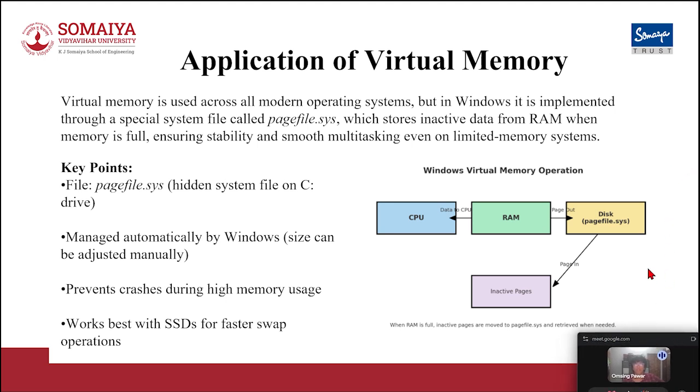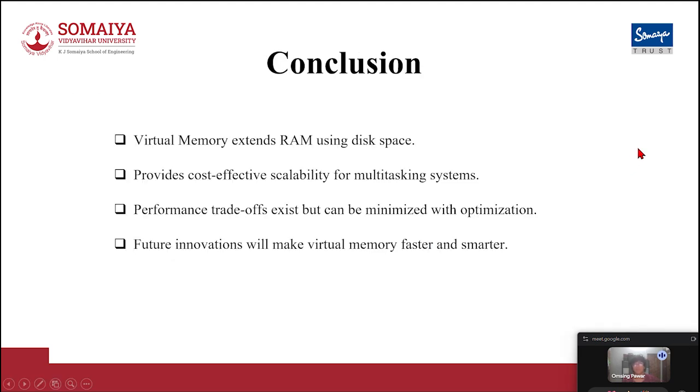In summary, virtual memory is a powerful architectural technique that creates an abstraction layer, extending usable memory capacity by leveraging secondary storage. It also provides a cost-effective and scalable solution for enabling robust multitasking and supporting large applications. While inherent performance trade-offs exist due to the speed disparity between RAM and disk, these can be effectively minimized through the optimization techniques we have covered.